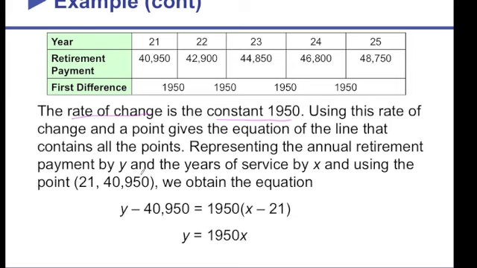Representing the annual retirement payment by y and the years of service by x, using this point, this becomes our x and this becomes our y. For this ordered pair, we can get the equation y minus 40,950 equals 1,950 times x minus 21. Simplifying that, we found that y equals 1,950x, and this becomes our equation. We have a constant difference, so we can find that.